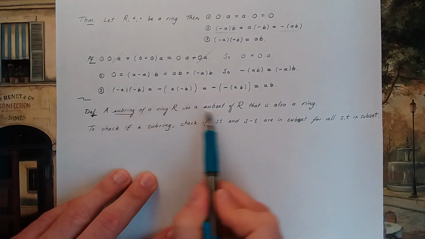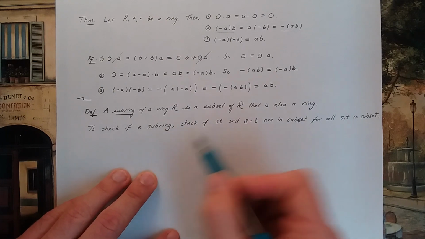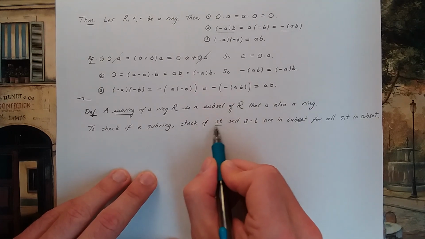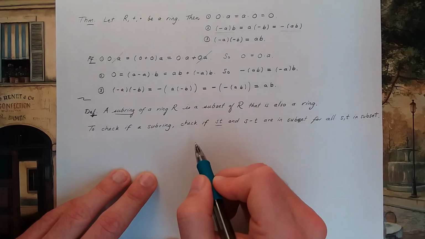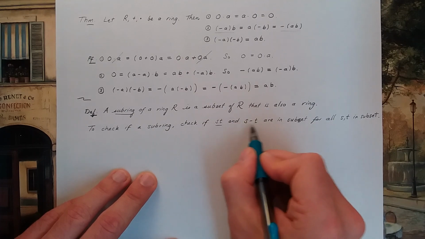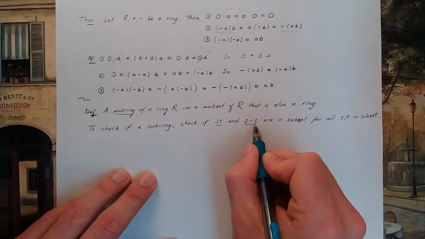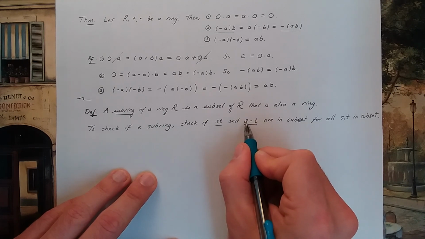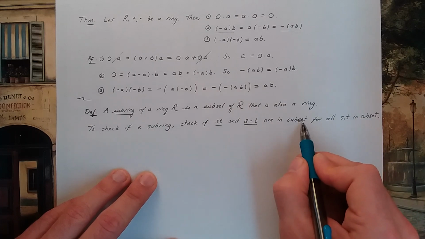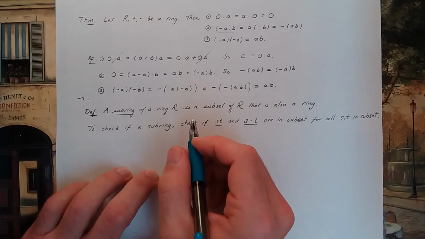So you have a subset of a ring. You want to think, is it a subring? Well, these are the two things you have to check. Is it closed under multiplication? If I take two things in my subset, multiply them, do I get back in my subset? Is it closed under addition, and does it have inverses? Well, those two conditions are checked simultaneously for addition by checking that S minus T is in your subset. So to check if you have a subring, you need to check these two properties.